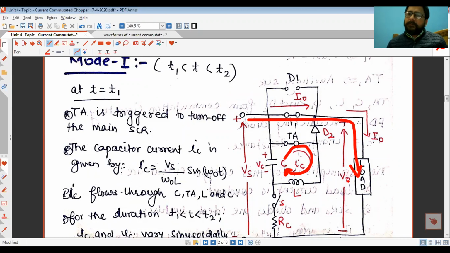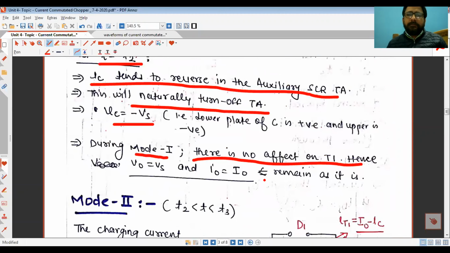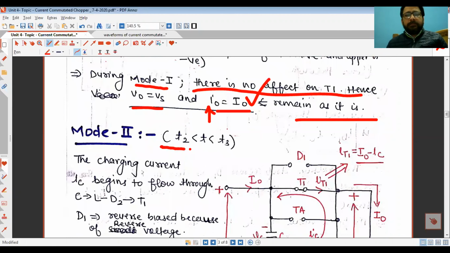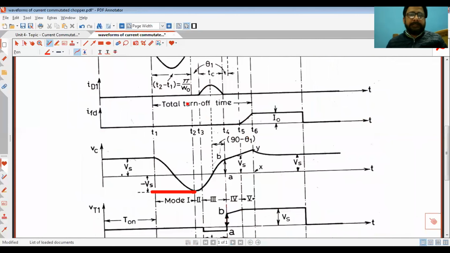So the load current was flowing actually as it is. So load current I naught is this one, and load voltage V naught is equal to Vs. So in mode 1 everything remains the same. V naught is equal to Vs, and I naught, the load current, is a constant current I naught. Now mode 2 starts. Mode 2 starts at t is equal to T2 and ends at t is equal to T3. Now you can see mode 2 exists for a very small duration.